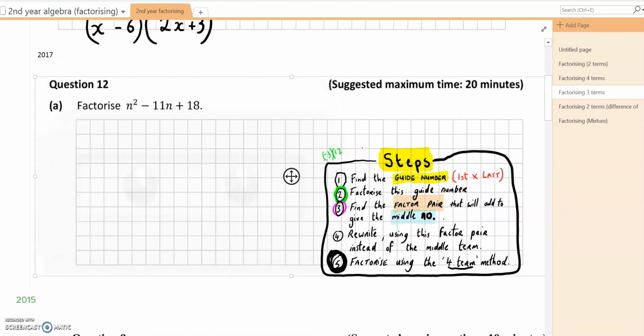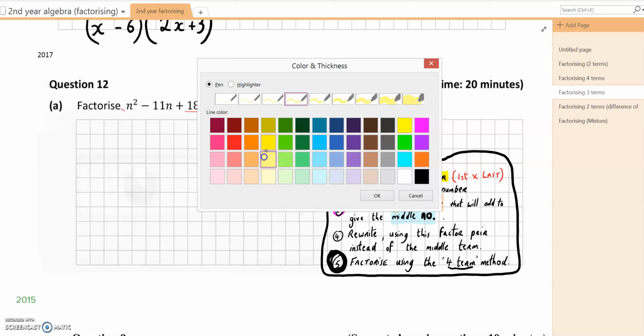Right, what's step 1? Find the guide number. How do we find the guide number? By multiplying the first number by the last. Well, there is a first number there, we just can't see it. It's 1. So what's 1 by 18? 18. Okay, there's our guide number.